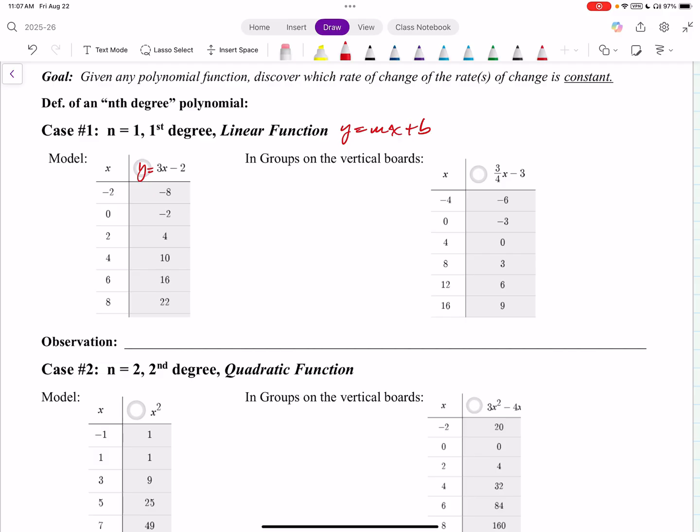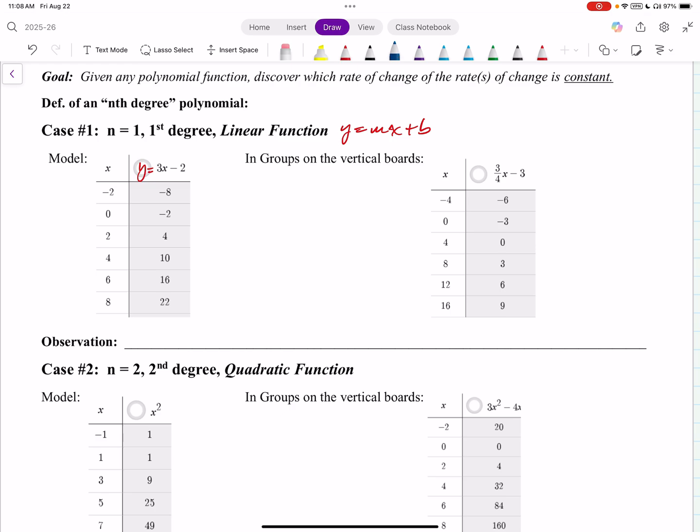In the future, you may not be given the function, but I'm giving you the function here just so that you can see what's going on. I'm obviously at school. So let's recall how to get the rate of change of the function. Let's figure out the rate of change of x first.